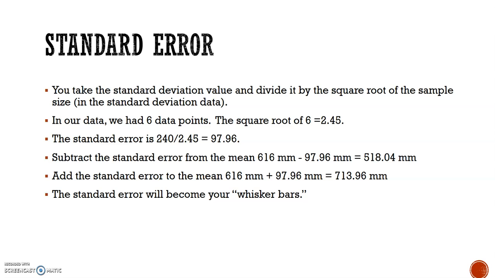And those are your whisker bars. Those are your whisker lines coming from the mean. I don't know if you've ever seen graphs, but we have the point, and we have a line coming up and a line coming down. Those are the standard error bars. And we don't want to see overlapping standard error bars, because if there are overlapping standard error bars, then that means our data really isn't all that significant.